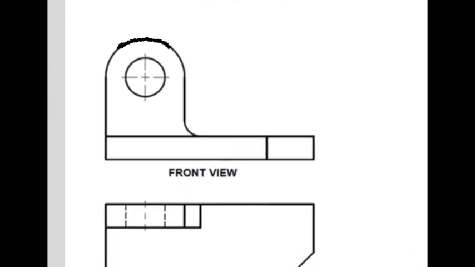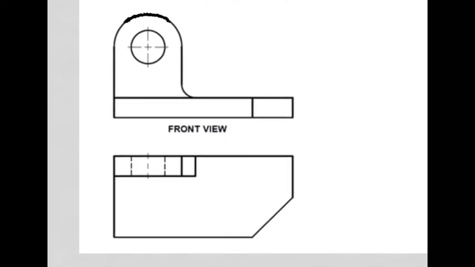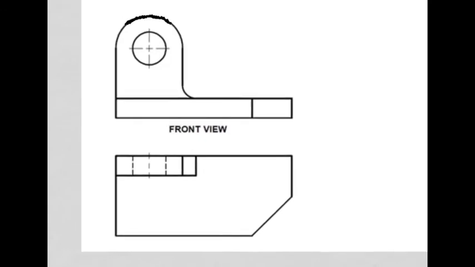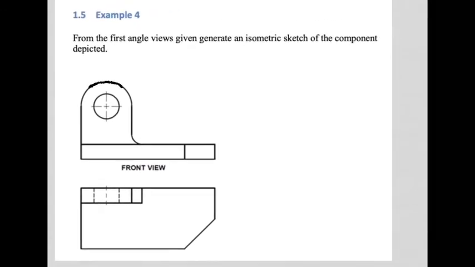If, however, we are given a second view, or possibly a third view as well, but if we're just given one other view and we are told what projection it's in, in this case first angle, we can, from just these two and the words first angle or the symbol first angle, actually visualize the object completely. Now, to illustrate whether you can visualize the object completely, I want you to try this example, number 4. From the first angle views given, these two, generate an isometric sketch of the component depicted. So you've got to go exactly the opposite to what we've done so far. Up till now you were given an isometric and you had to come up with various views.